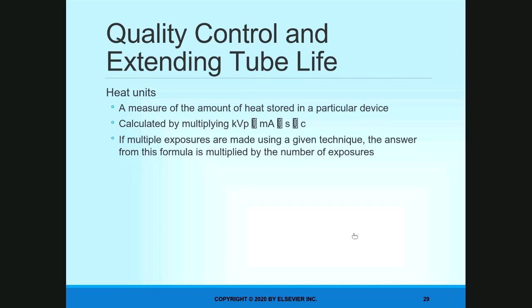So you can calculate how much heat is produced from one exposure. And if your exam required multiple exposures, then you could also note how much heat is generated for the entire exam. Now, why does that matter? Because if you just slow down a little bit in between your exposures, that can actually save some of the tube life.